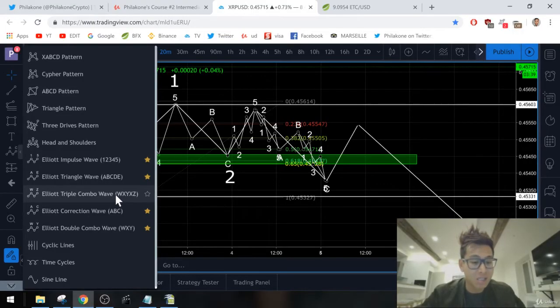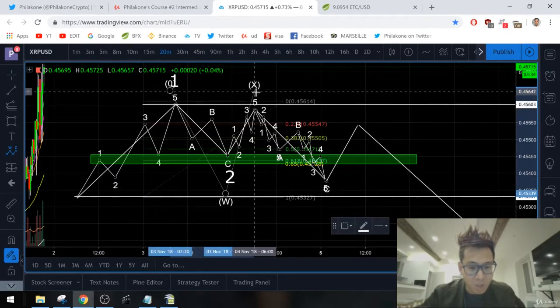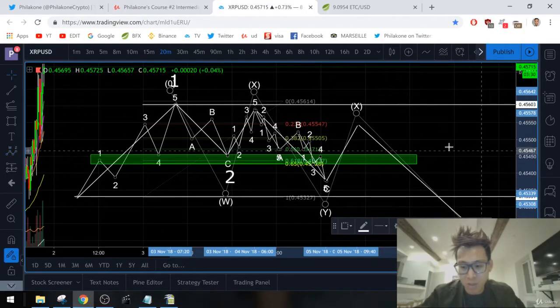WXYXZ. Okay, so you start here, that's the first one. This is your W, that's your first X, that's where your second Y is, that's where your X is, and that's where your Z is right here.